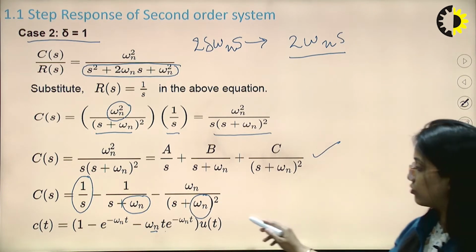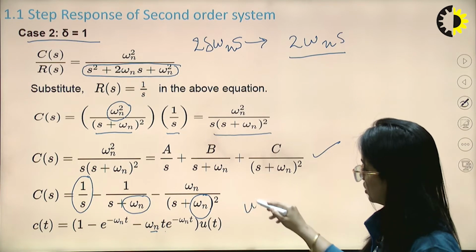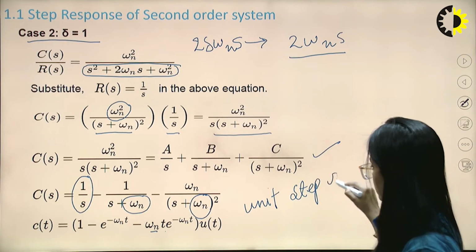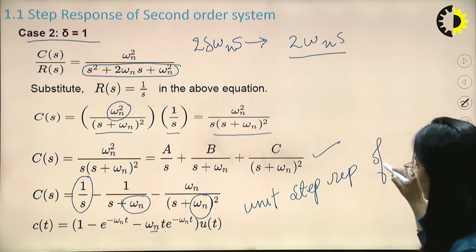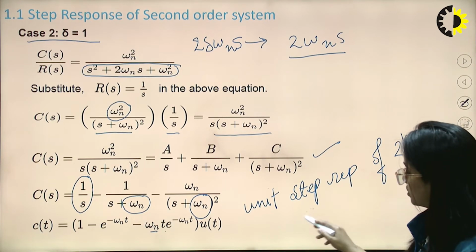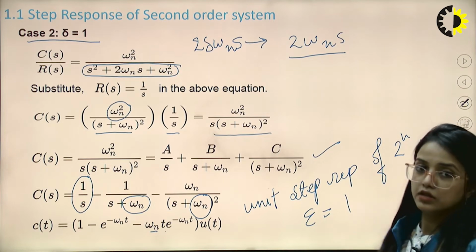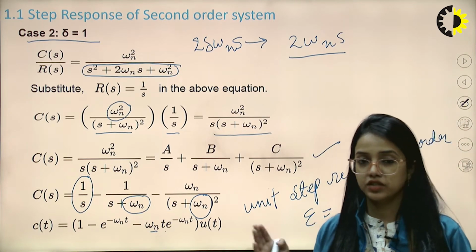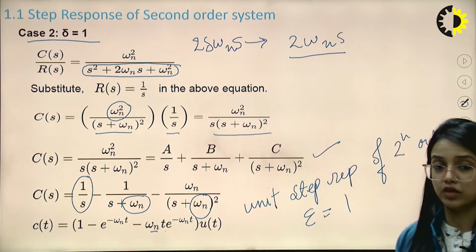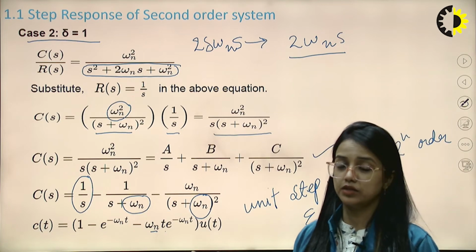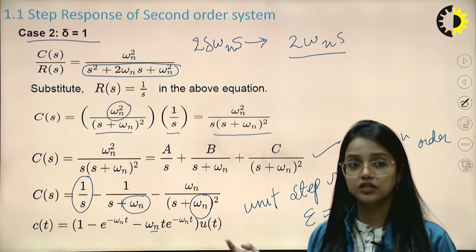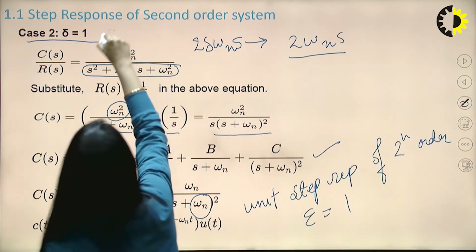So this is what we call the unit step response of a second order system for zeta equals 1. So here we see for zeta equals 1, we cannot say that zeta is 0 and there is no damping and the system is undamped. When zeta equals 1, we say it is critically damped. The condition is called critically damped.